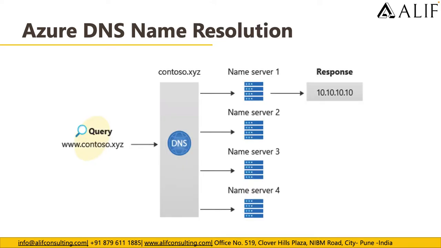This is how name resolution happens. You have an Azure DNS, in which you register your domain, and then in the backend there are name servers which forward your request to the backend server based on the DNS records which you have created in the Azure DNS.